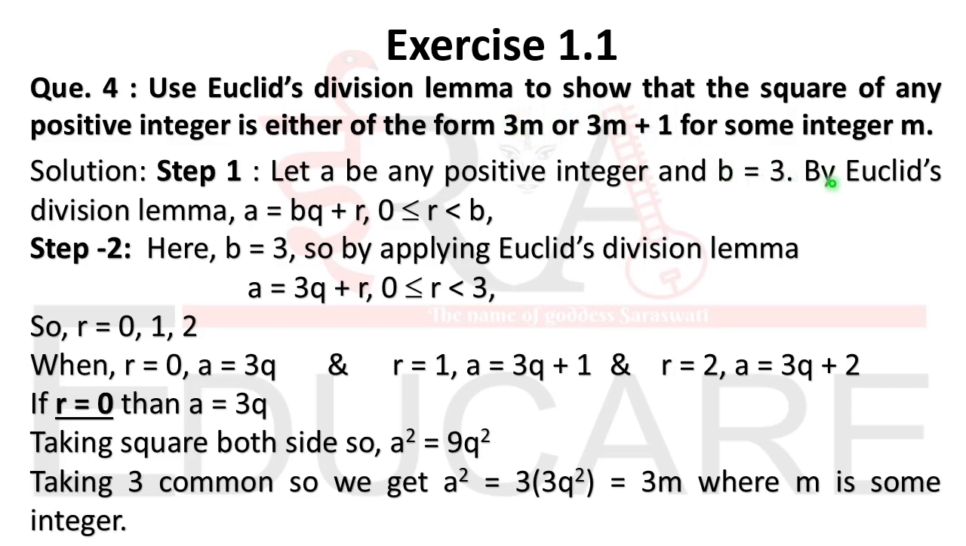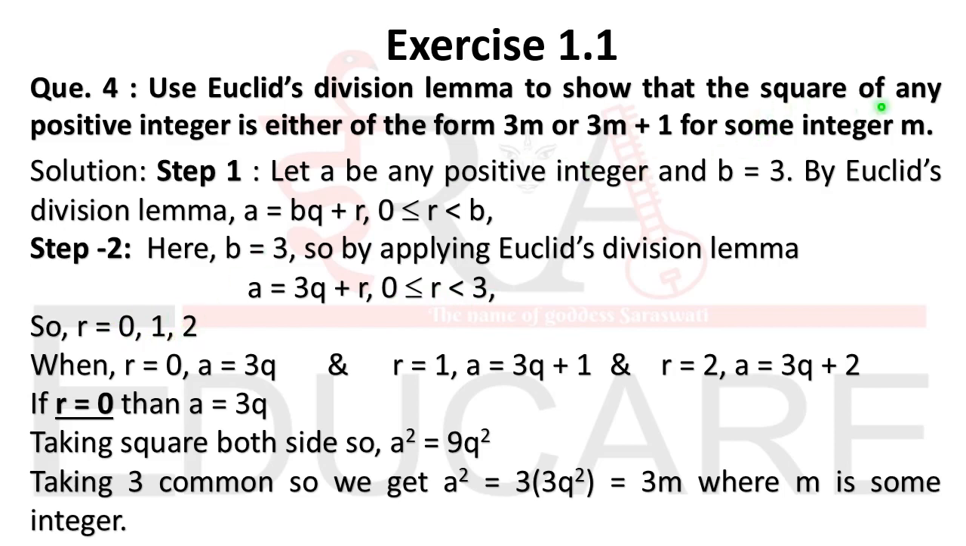So b is equal to 3, and by Euclid division lemma, a is bq plus r, right? So q is another integer and m is another integer. Remember this thing, right? Both are positive integers, but when you square q, then you get m. Let's see that. Here b is equal to 3. So applying Euclid division lemma, a is equal to 3q plus r, right? So r is greater than or equal to 0 and r is less than 3. So the possible values of r are 0, 1 and 2.